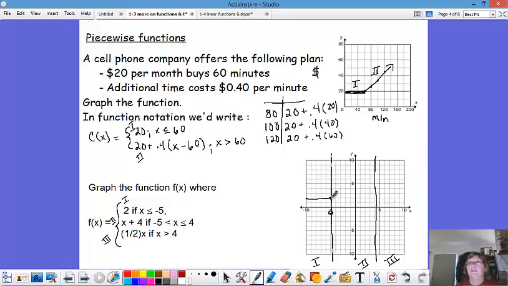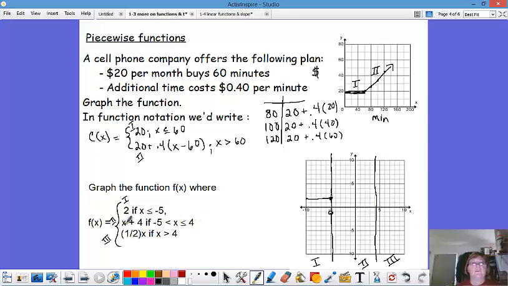Open circle. This is how it's defined in part 1. In part 2, it's not defined, but this is where we would start. A good way to graph this thing is to look at the other boundary. At the other end, x of 4.